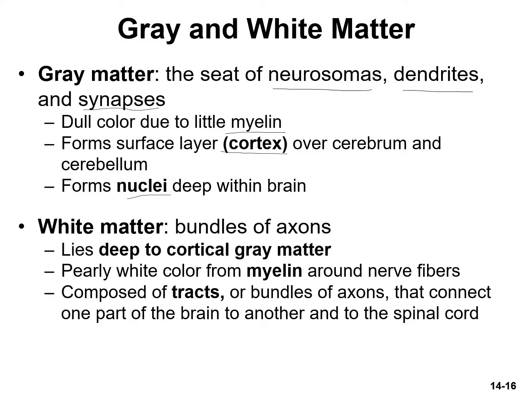It has this pearly white color due to the high concentration of myelin around the nerve fibers. It's composed of what are known as tracts, which are bundles of axons that connect one part of the brain to another, as well as to the spinal cord.